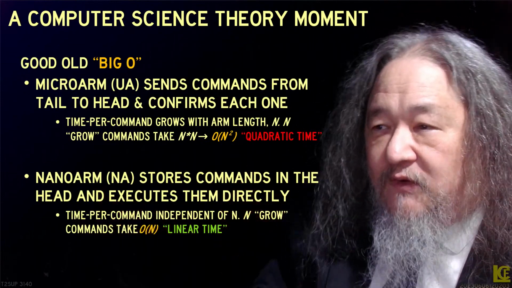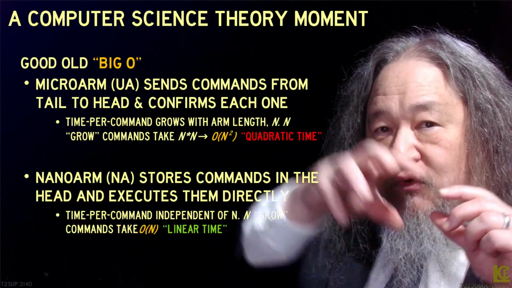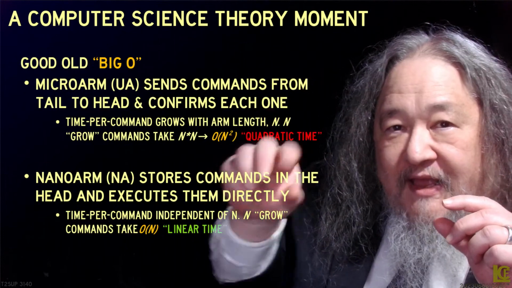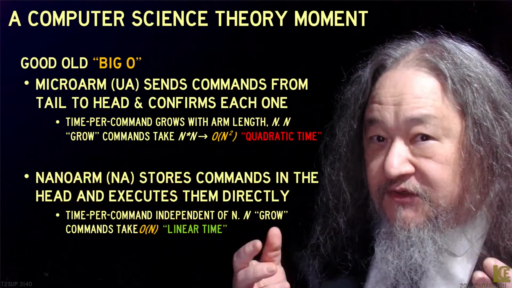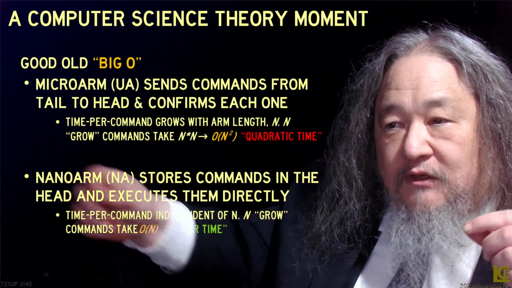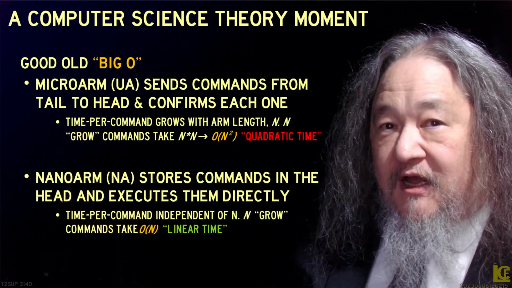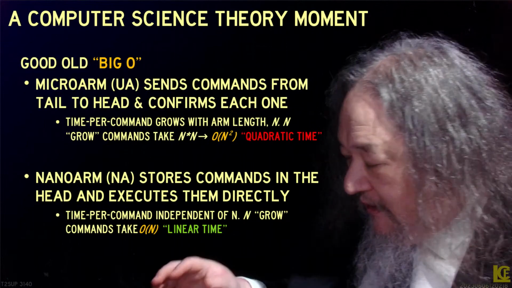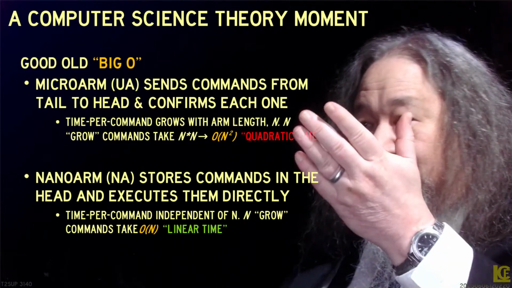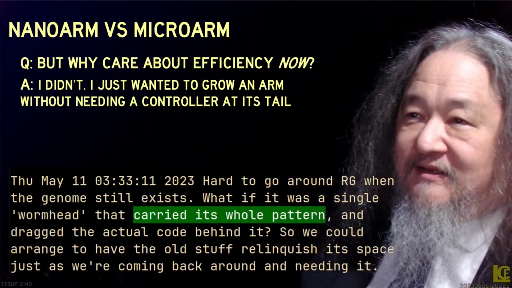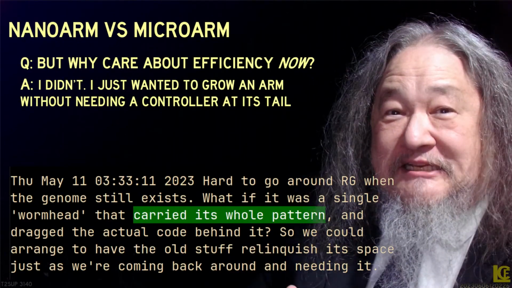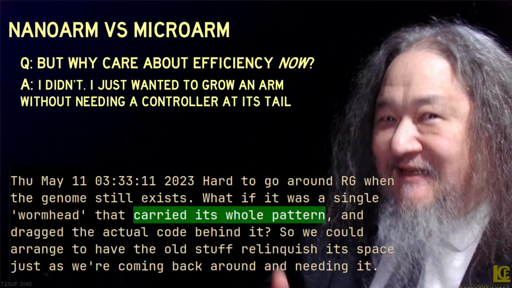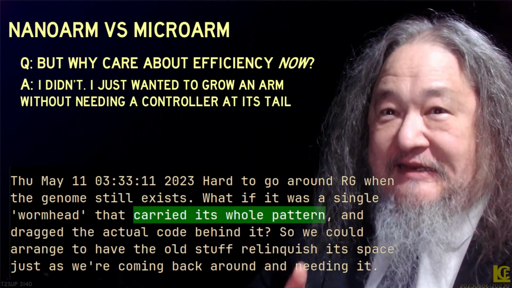So if you have n commands and n time per command, you get quadratic n squared time. The new one, the nano arm, NA, stores the program in the head of the arm and executes it directly out from the head. So the time per command doesn't change depending on how long the arm is, so it takes linear time. So it's a perfect example of efficiency of linear time versus quadratic time. Now, anybody who knows anything about this project would legitimately say, why, Dave, are you caring about efficiency now?